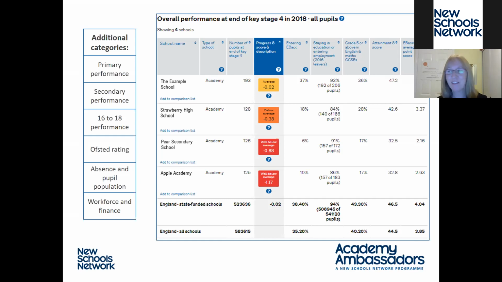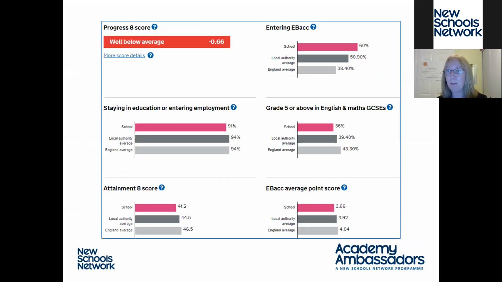Thank you for that. That's really good to get a sense of. So let's just move on then, if we may, to the second part. This is also from the DFE performance tables. So Progress 8 score, again, just presented slightly differently, but you can start to see immediately where your school sits and where the England average is.